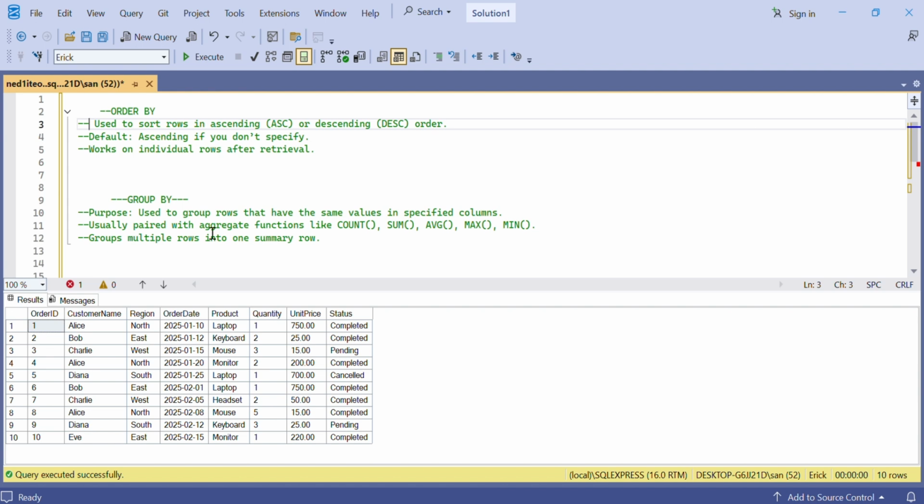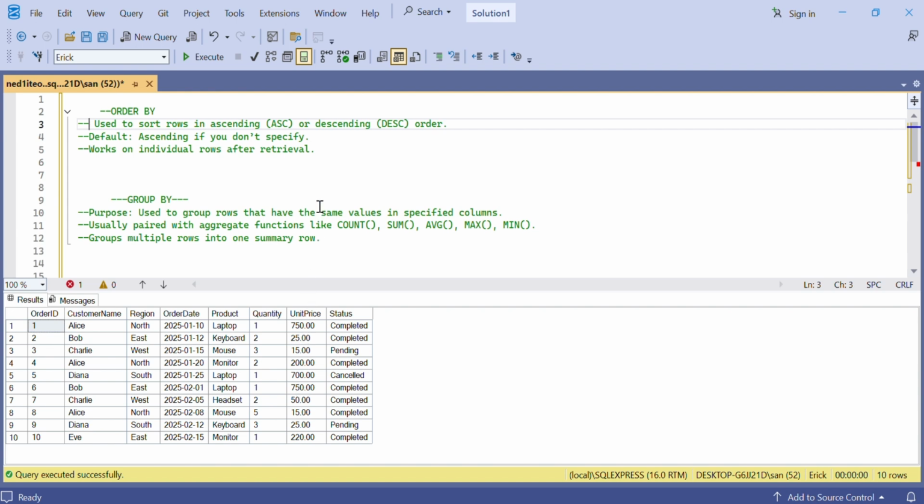So we have these two terms, GROUP BY and ORDER BY. We will start with ORDER BY. ORDER BY is used to sort our data in ascending or descending order. For example, you want to sort the unit price from the product having the highest unit price to the product having the lowest unit price. So we can use ORDER BY to sort our data in either ascending or descending order.